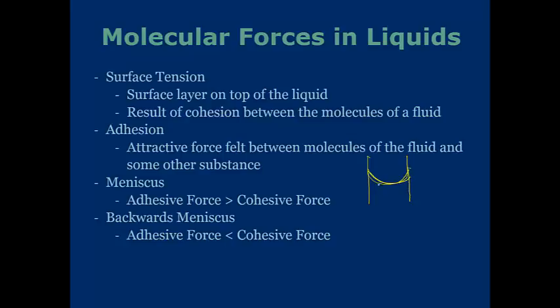This is the more common form, but a backwards meniscus is also possible. For a backwards meniscus, as the name suggests, the semicircle, or the shape of the fluid in the container, goes the opposite direction, like so. This states that the cohesive force is greater than the adhesive force. So the liquid is more inclined to stick to itself than it is the container.